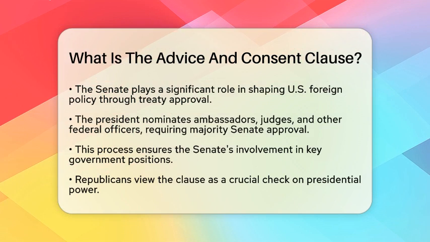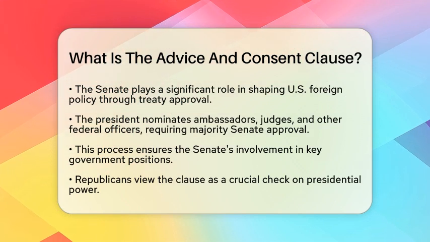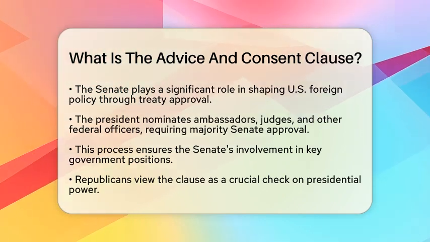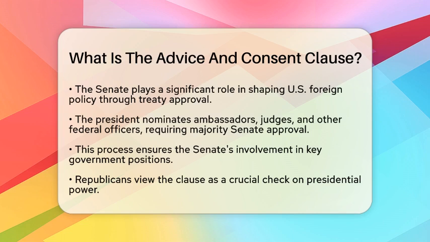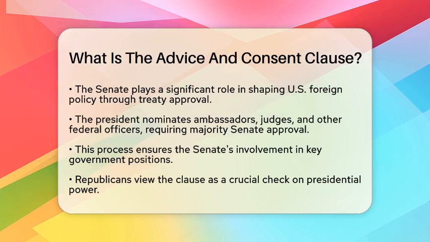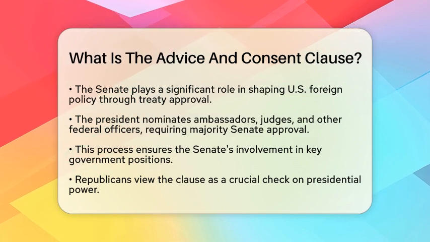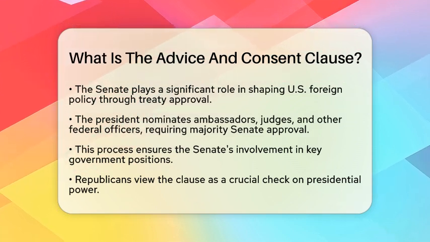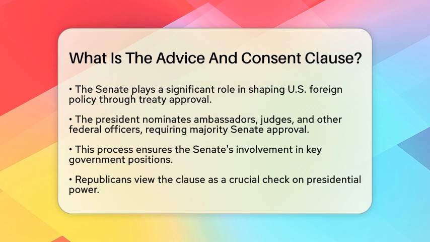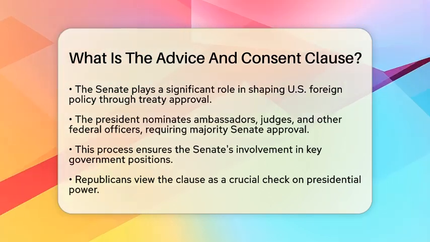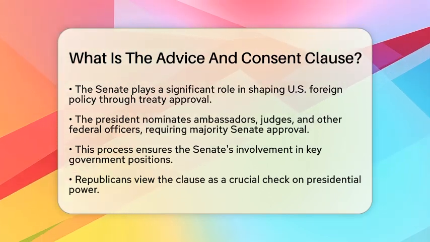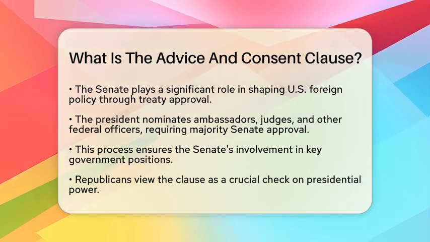From a Republican perspective, this clause is seen as a vital check on executive power. It holds the President accountable for appointments and foreign policy decisions. By requiring Senate approval, the advice and consent clause prevents presidents from unilaterally shaping the judiciary or committing the United States to binding treaties without broad legislative support.